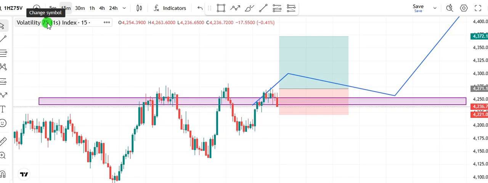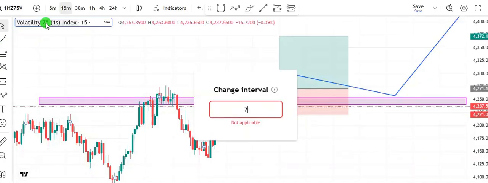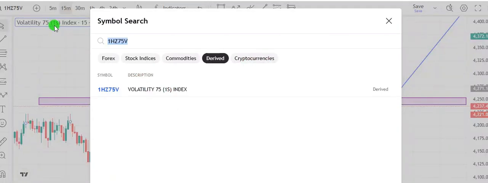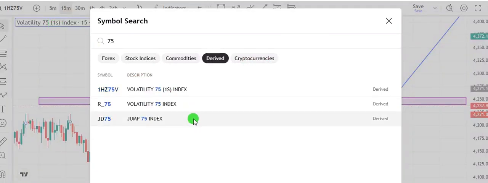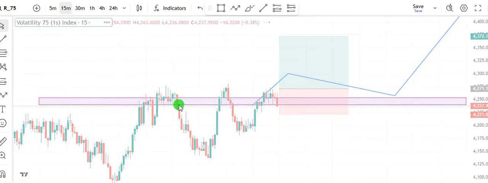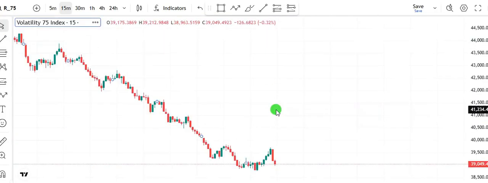Then I'll keep it updated with the alert videos. That's it. Let's go to 75 itself. Alright, so let's go to 75. Alright, so here is the 75 chart.